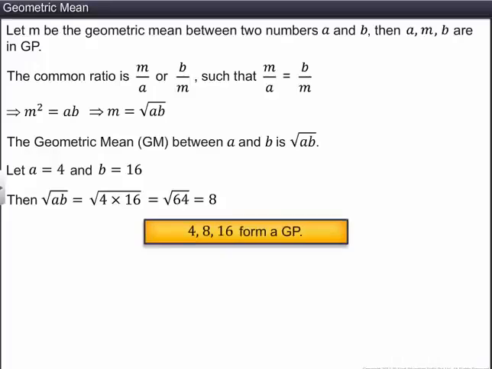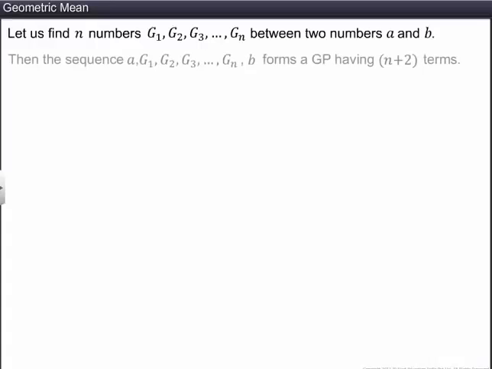In general, we can insert as many numbers as we like between any two given numbers. Let us find n numbers g1, g2, g3 and so on up to gn between any two given numbers a and b. On inserting these numbers, the resulting sequence a, g1, g2, g3, so on up to gn and b forms a GP having n plus 2 terms.